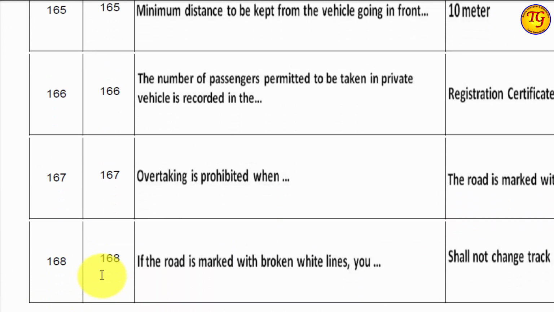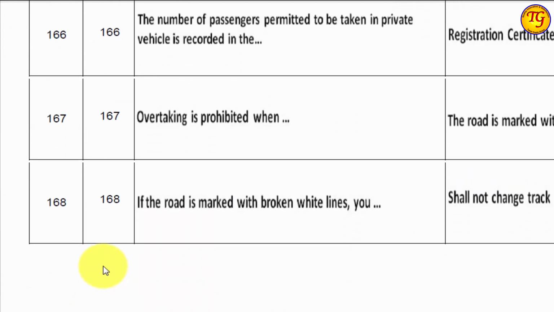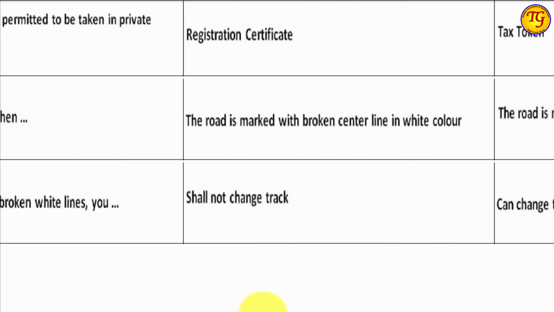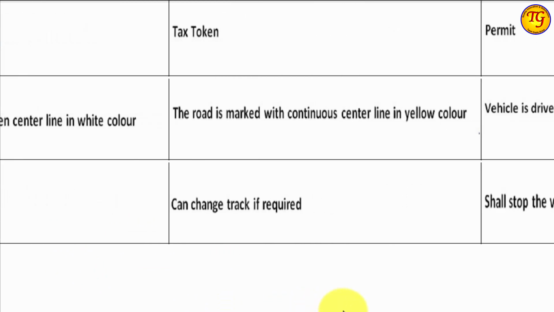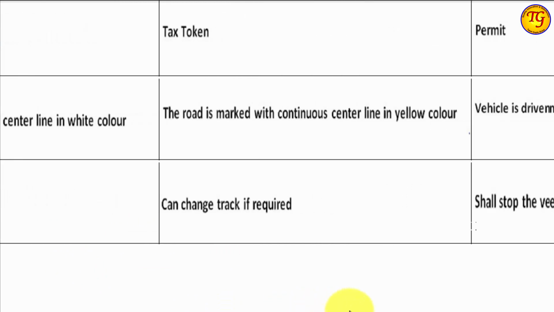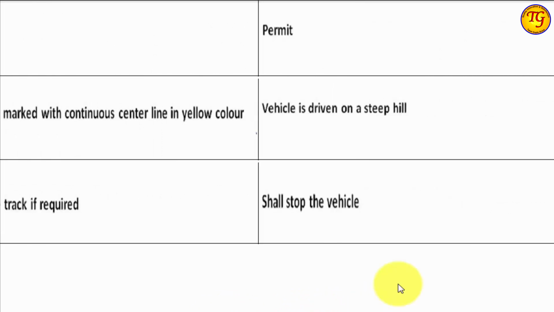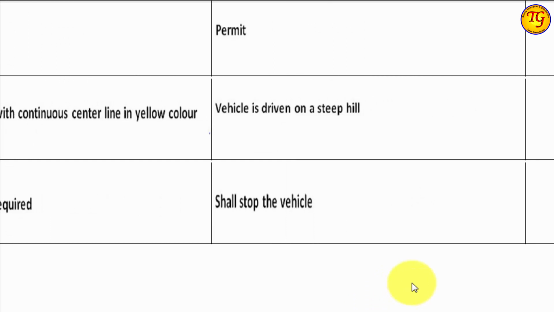Let's proceed on to question number 167. Overtaking is prohibited when the road is marked with broken center lines in white color. Okay. Option number 2, the road is marked with continuous center line in yellow color. And option number 3, vehicle is driven on a steep hill. So I think that option number 3 is the correct one. Vehicle is driven on a steep hill. Yes, option number 3 is the correct one.